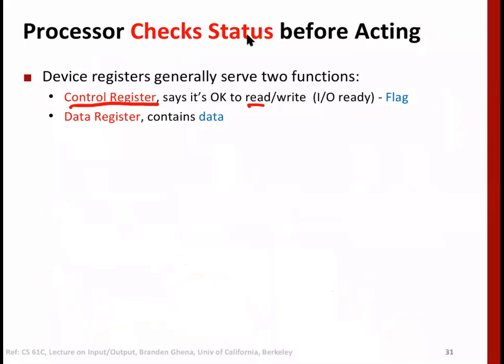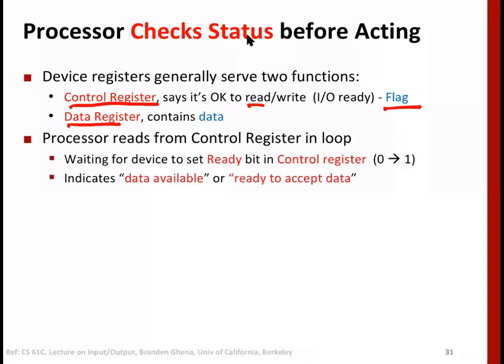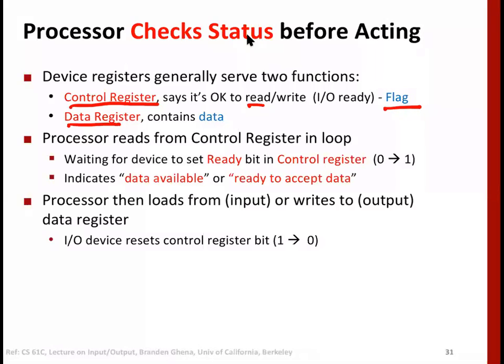And there is a flag. The control register is nothing but a flag which tells the device is ready. Okay. And the data register, of course, is for data transfer. Because on a printer we are printing something, so that's the data. So basically what the processor can do is that it can check this ready bit or this flag periodically.